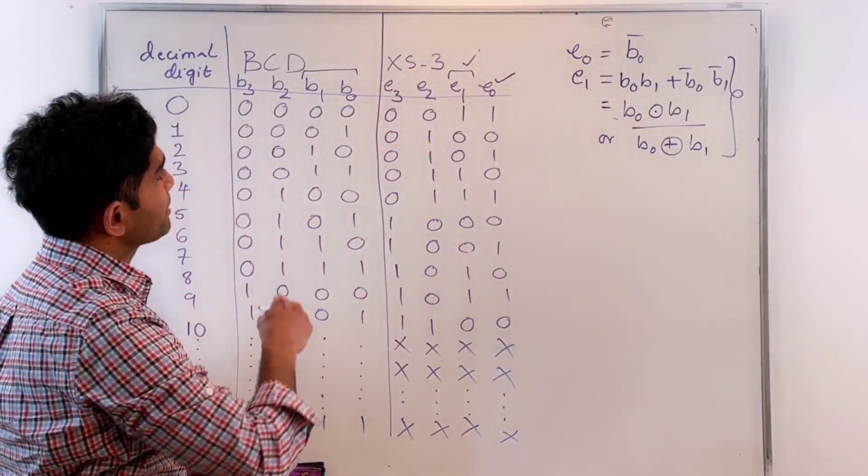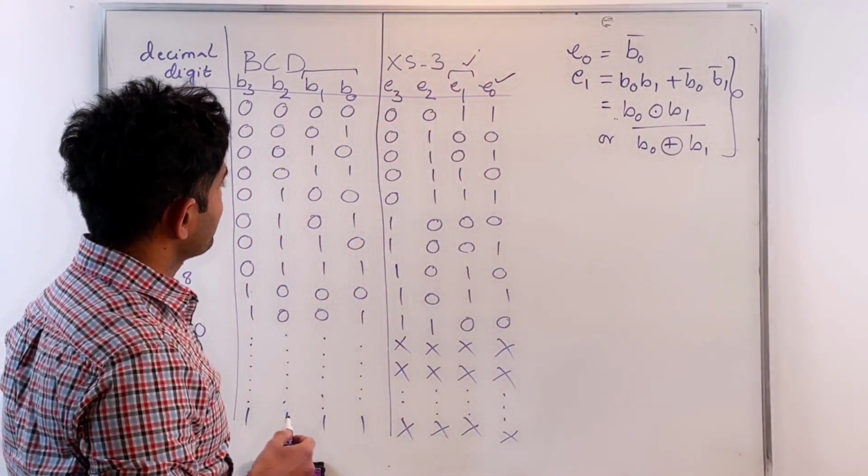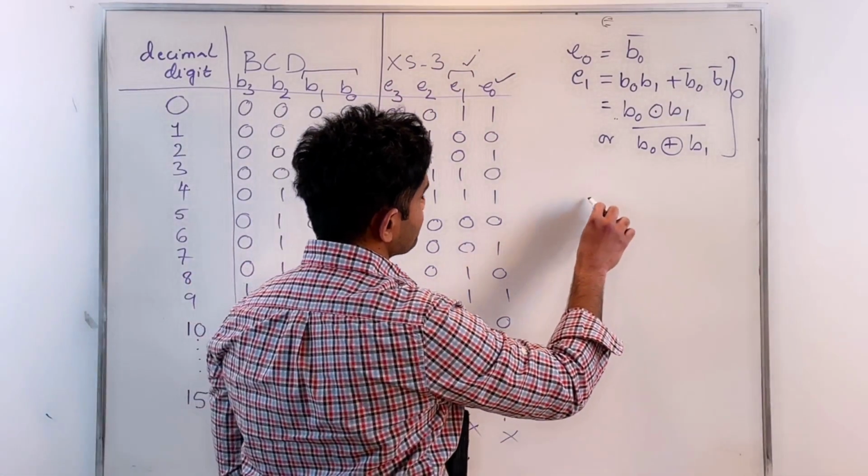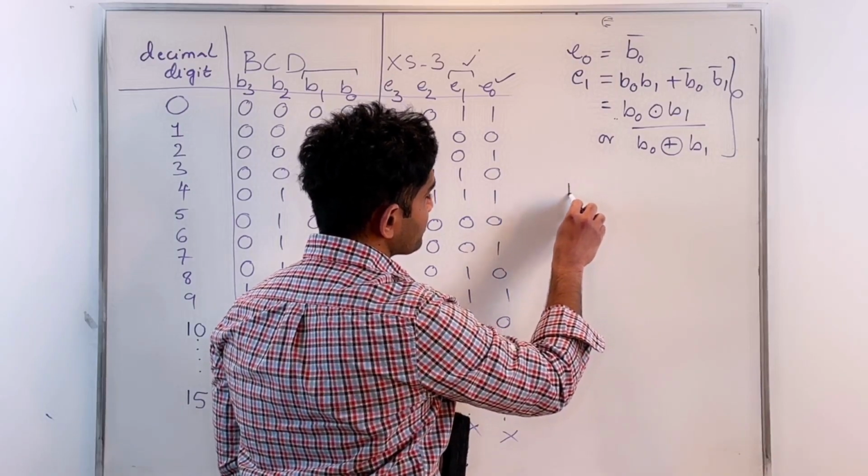All right. What about E2? Let me actually do E2 as a K-map. So let me do that.